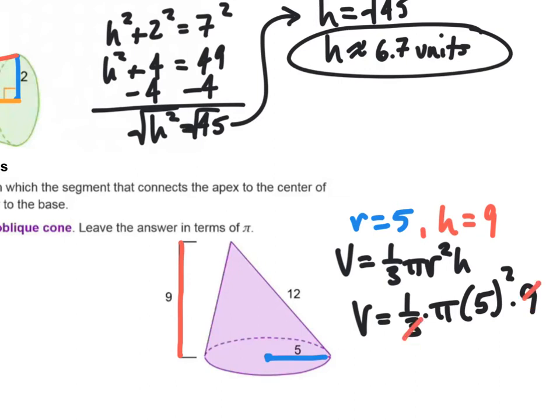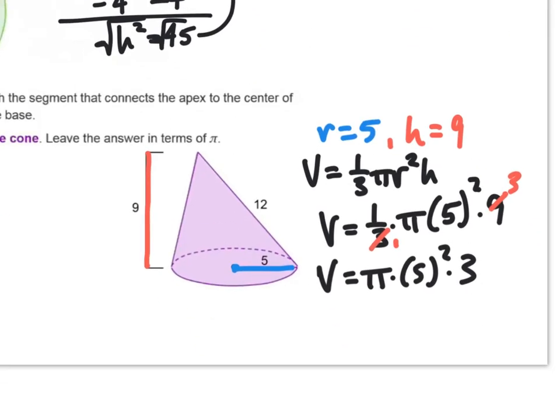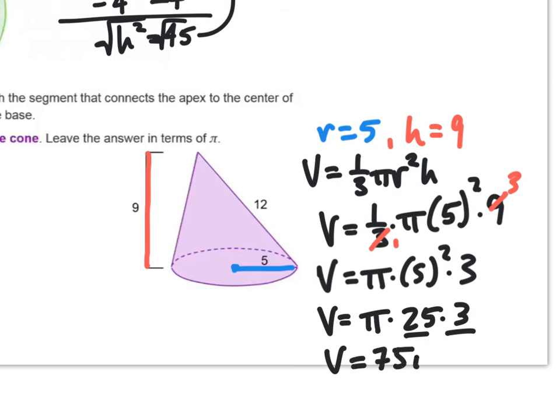9 divided by 3 is going to give me 3 over 1. So then my volume is going to be pi times 5 squared times 3. Okay, well 5 squared is going to give me 25, so volume is equal to pi times 25 times 3. 25 times 3 is going to give me 75, so we get 75 pi.